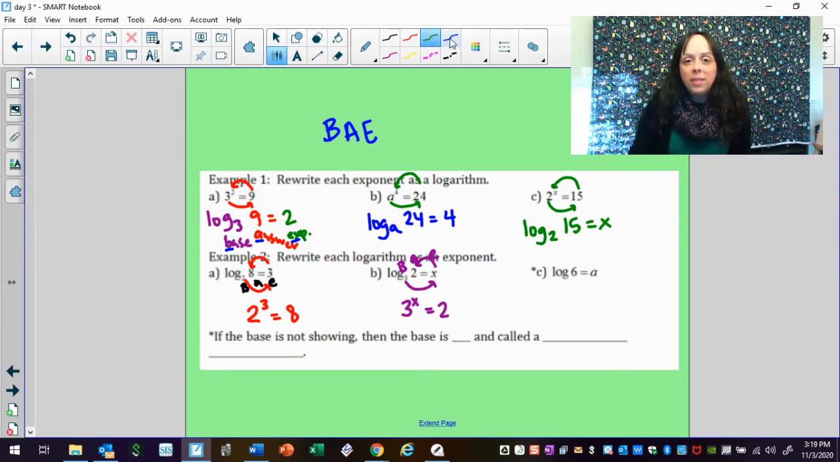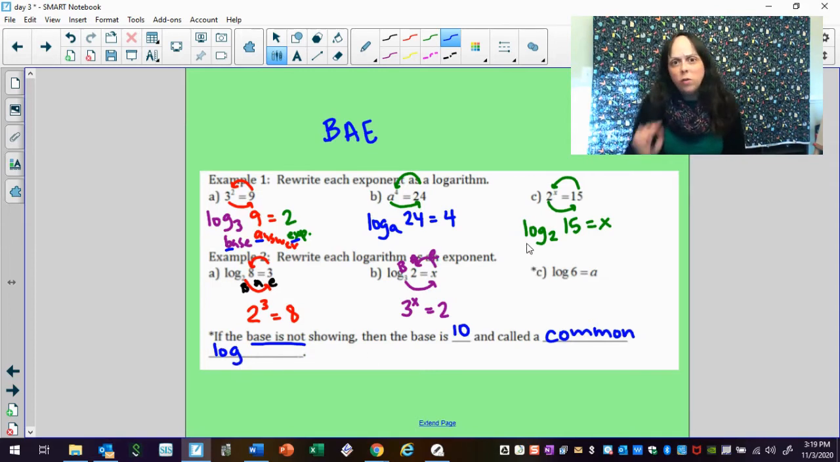Okay, this one is a fave. So in this one, it's a little bit tricky. You might notice that the base, the little subscript number, is missing. If the base is not showing, then the base is 10. This is called the common log. And if you're doing this on your own paper, take a second to pause and write down these problems as I'm going. If I'm going too fast, you can slow me down or pause. Make sure you're writing down these vocabulary words as well. Common log is when the base is 10.